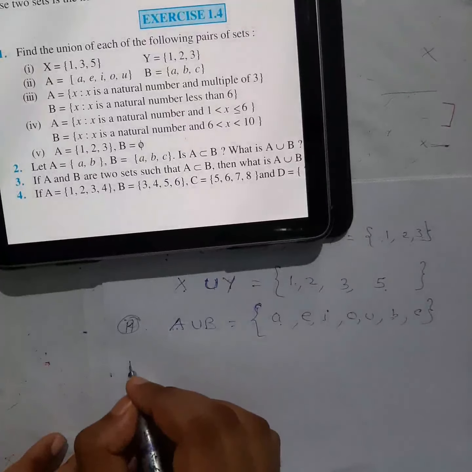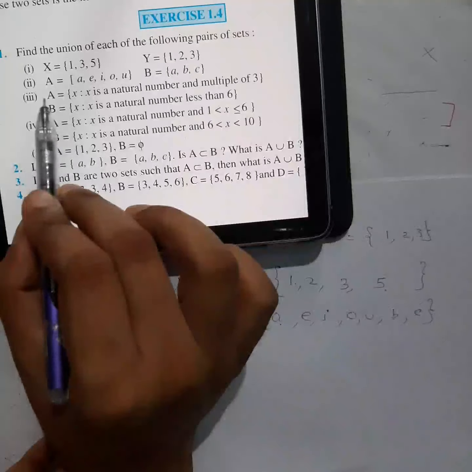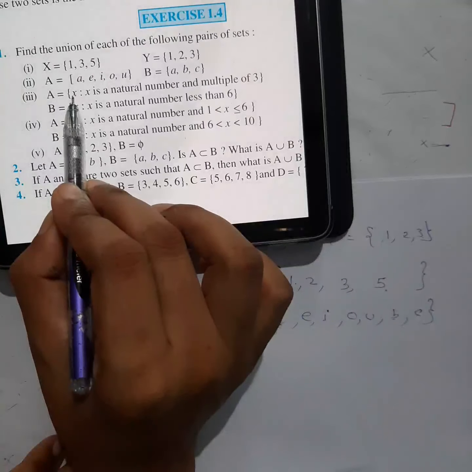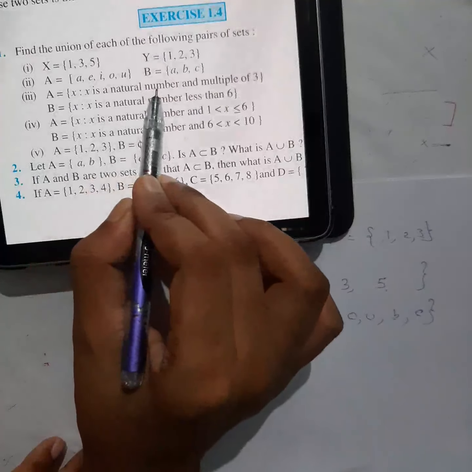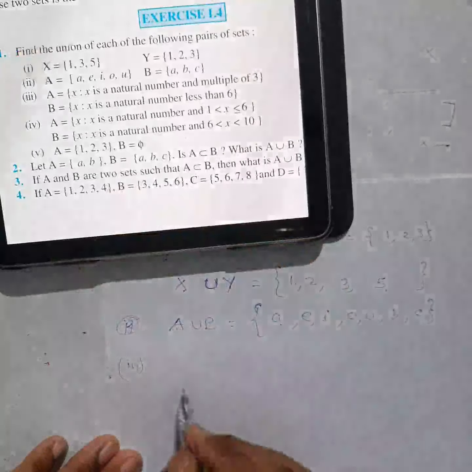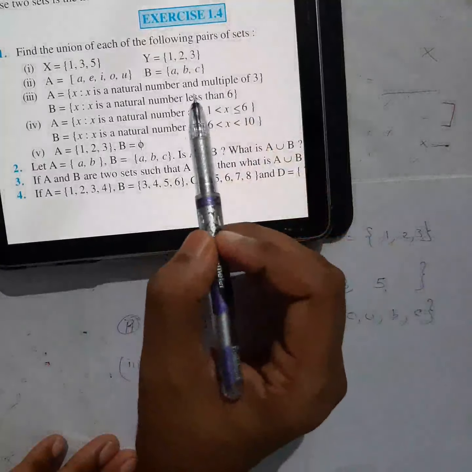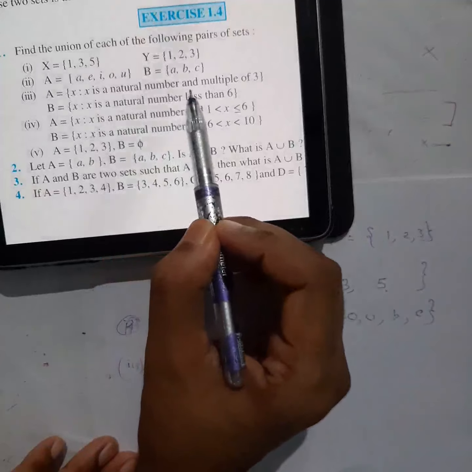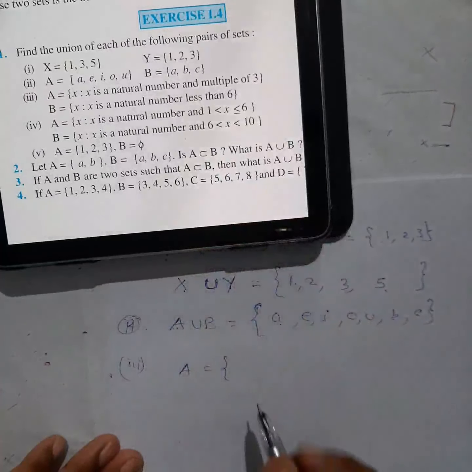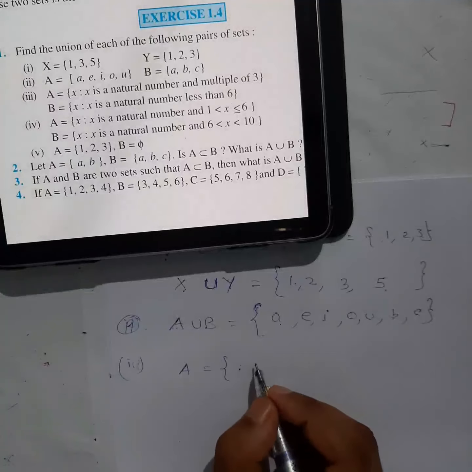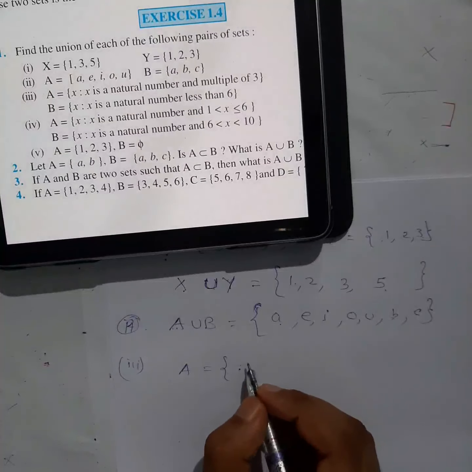Okay. Number 3. A is a set, this is given in set builder form, in which the elements are X. Now what is X? X is a natural number. Now if I stop here, all the natural numbers will come in A: 1, 2, 3, 4, 5. But they have given again, X is a natural number and a multiple of 3. So natural numbers start from 1, right? 1, 2, 3, 4, 5, like that it will go. Now it should also be a multiple of 3.